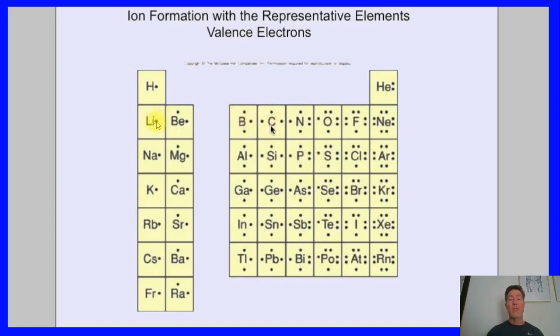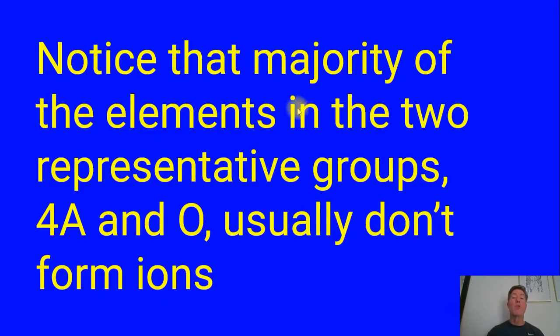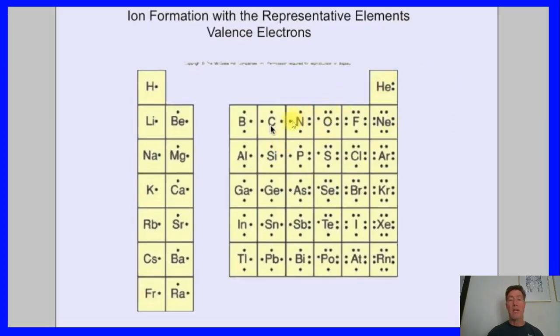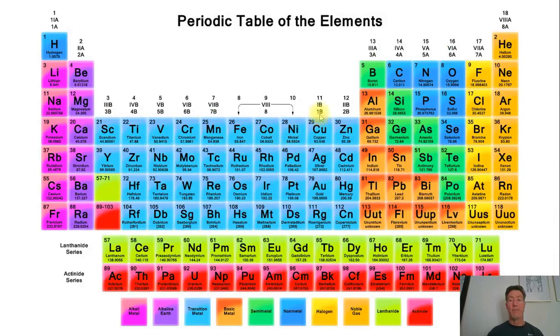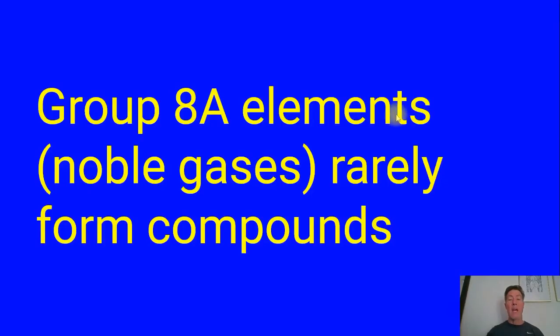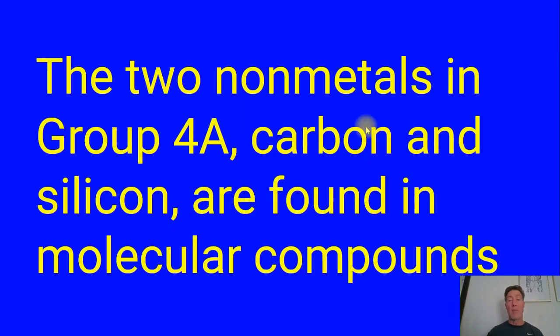So as you can see, if we represent the outer shells, the valence electrons, you can see what's going on here. These are trying to get rid of 1 or 2, or in this case 3 electrons, so they can become more like helium, more like a noble gas. These want to gain 3, then 2, then 1 electron to become like neon, the closest noble gas. Notice that the majority of the elements in group 4A and the noble gases tend not to form ions. So that's this group here and this group here. Group 8A, that's the noble gases, rarely form compounds. And carbon and silicon are usually found in molecular compounds.